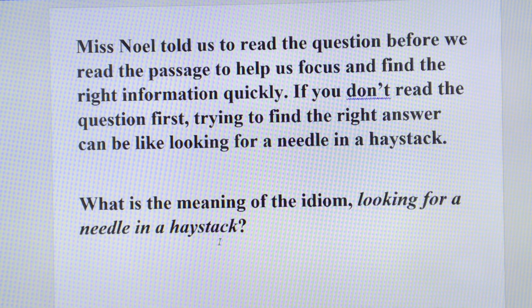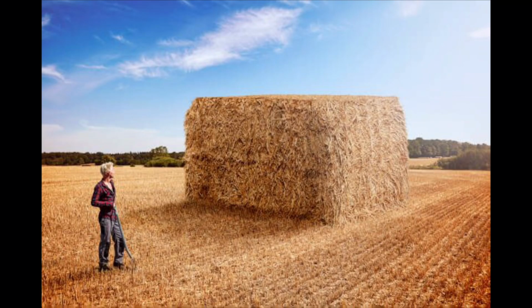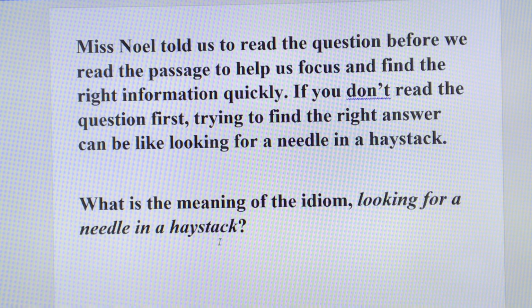Okay, so the first thing I want you to do is imagine a needle. And then I want you to imagine a haystack. And I want you to think, if you were looking for a needle in a haystack, would it be very easy to find the needle, or would it be difficult? Hopefully you said it would be difficult, because a needle is incredibly small and a haystack is huge, and so it would take a really long time to find that needle in a haystack. So with that in mind, let's take a look at our choices.